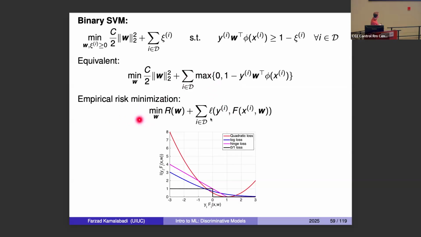And of the empirical risk minimization, you can write it in this fashion. And what's known in the case of binary SVM as hinge loss corresponds to this magenta function. You can see that essentially it has this form in comparison with, for example, log loss, which corresponded to logistic regression.